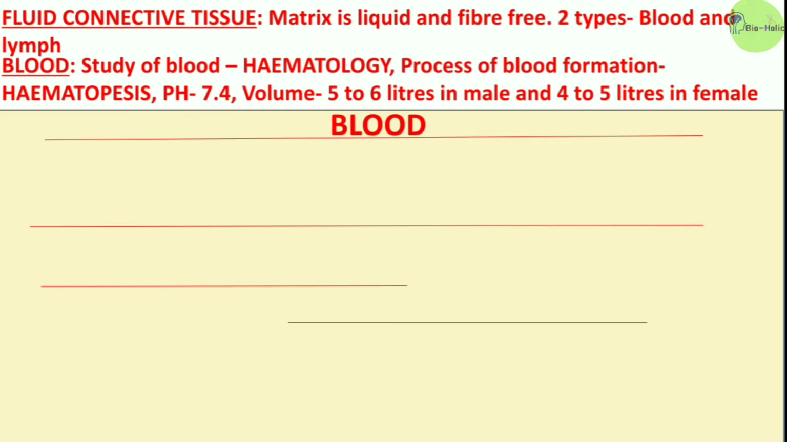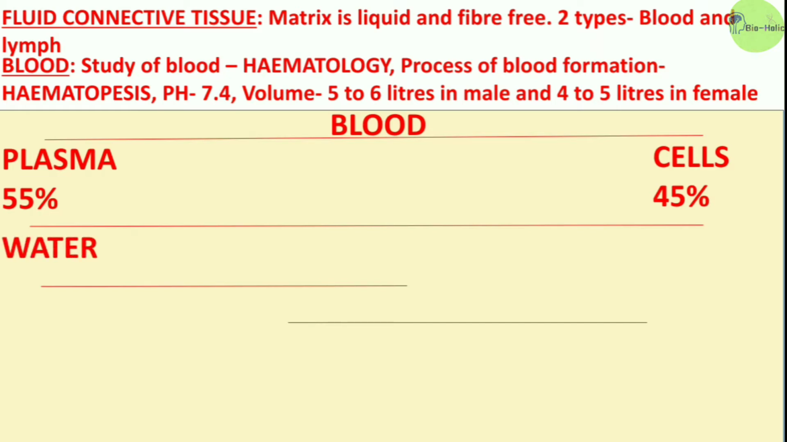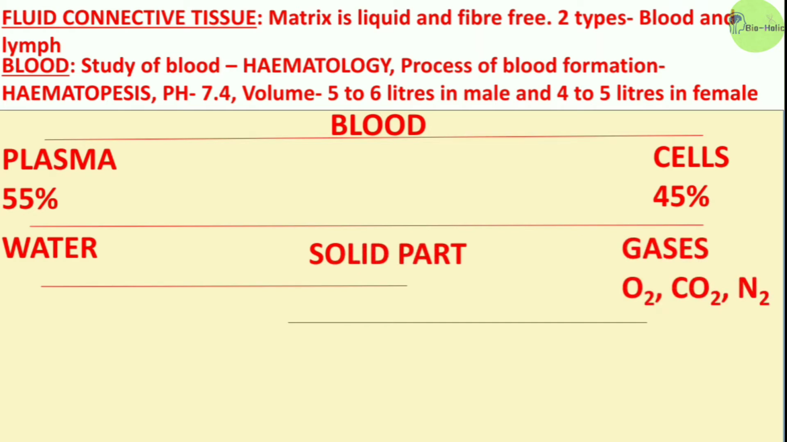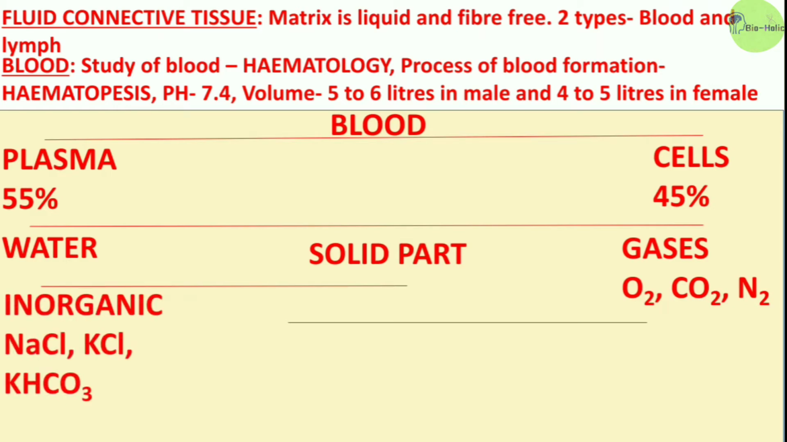We can classify blood into two parts: the plasma, that constitutes 55%, and the cells, that is 45%. The plasma has many parts: the water part, the solid part and some gases. Those are oxygen, carbon dioxide, nitrogen, etc. The solid part is of inorganic and organic type.